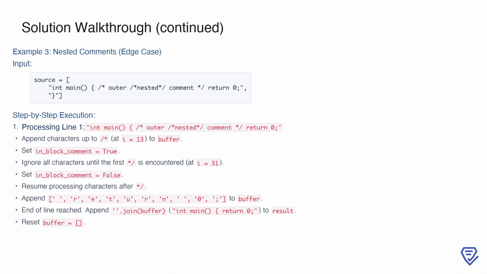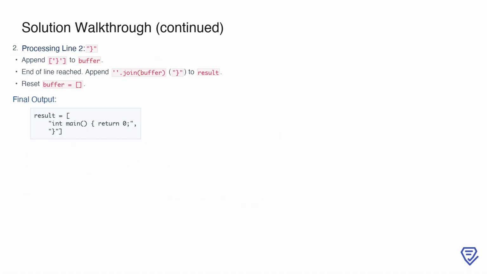These remaining characters, which form valid code, are added to the buffer. At the end of the line, the buffer is converted to a string and added to the result, giving us the cleaned line, int main, return 0. The buffer is then reset to prepare for the next line. For the second line in this example, we simply add the single character to the buffer. As we reach the end of this line, the buffer is converted to a string and appended to the result. Finally, the buffer is reset.